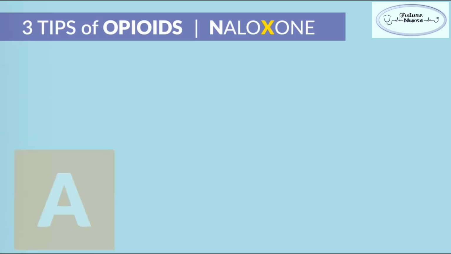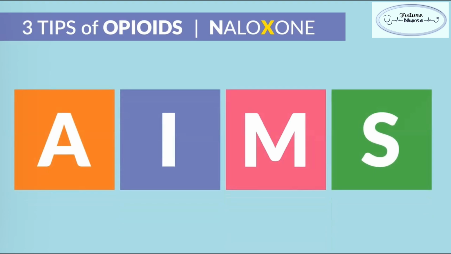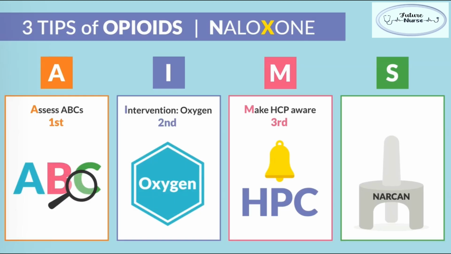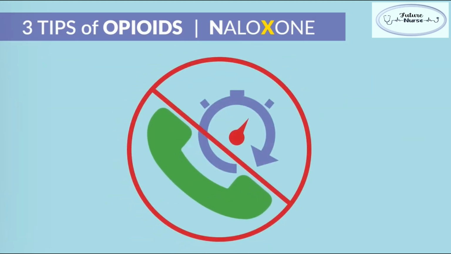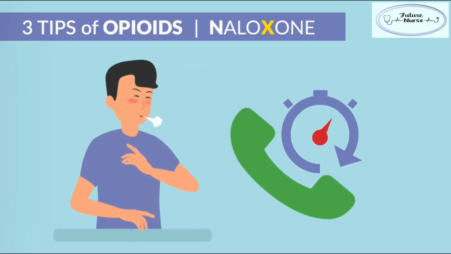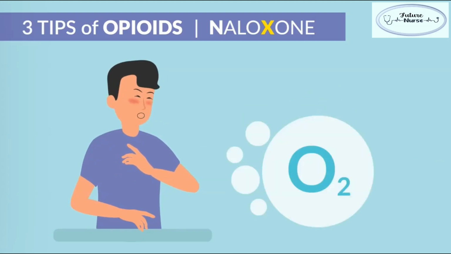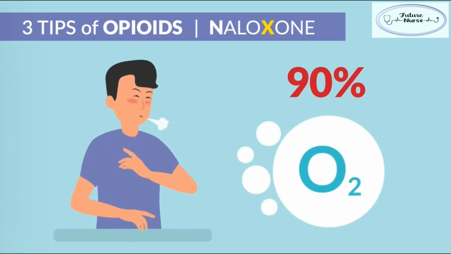Now lastly guys, the priority nursing care is AIMS. So remember, first is A for assess the ABCs. This is priority during a respiratory sedation. I is for intervention of oxygen. M is for make the HCP aware. And S is for a second dose of naloxone. And guys, again, there's no need to call for a rapid response unless the airway and breathing are critically low. So below 12 respirations or below 90% O2 sat.